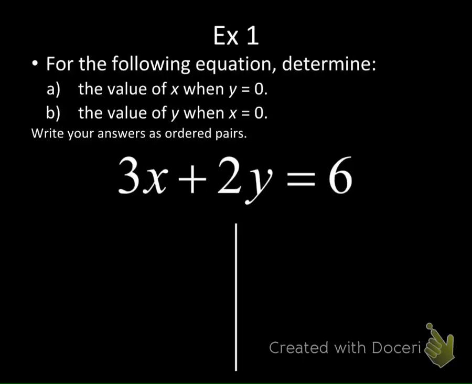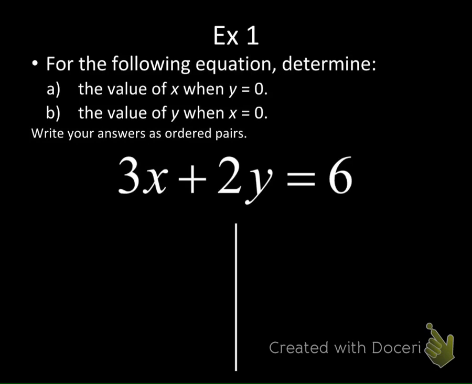Okay, so for example number 1 on your paper, you're going to do the following. You're going to first determine the value of x when y equals 0. So we're first going to determine what the x value is going to be. Then we're going to determine what the y value is going to be when x equals 0. So take this equation and write that equation in that little box on the top of example number 1.